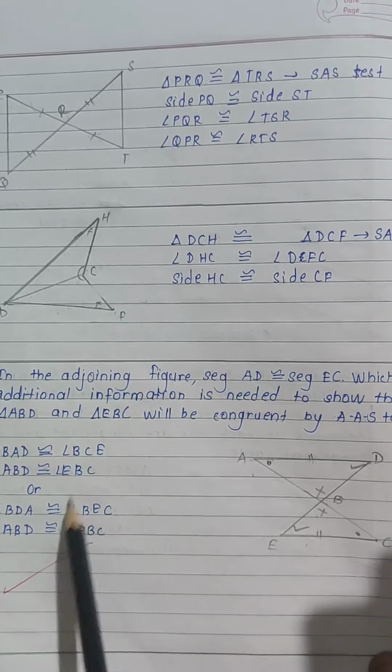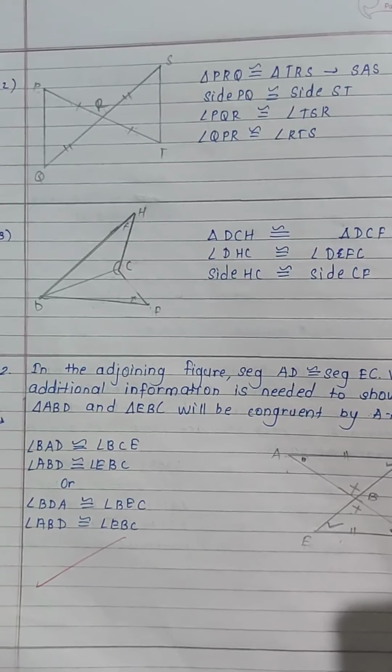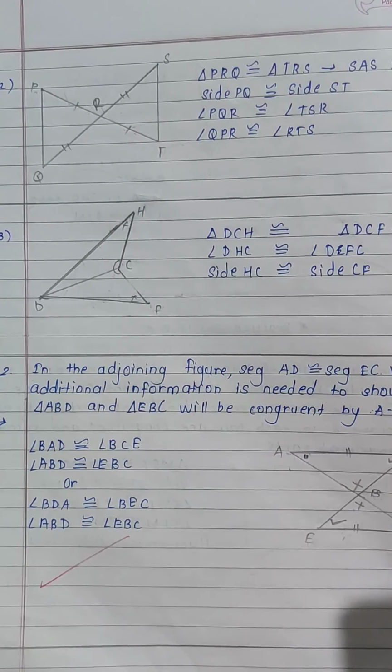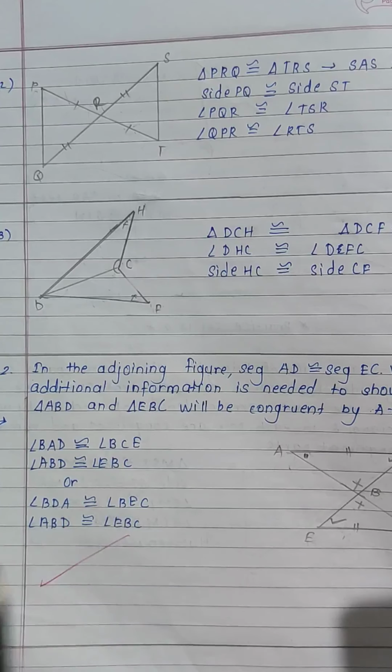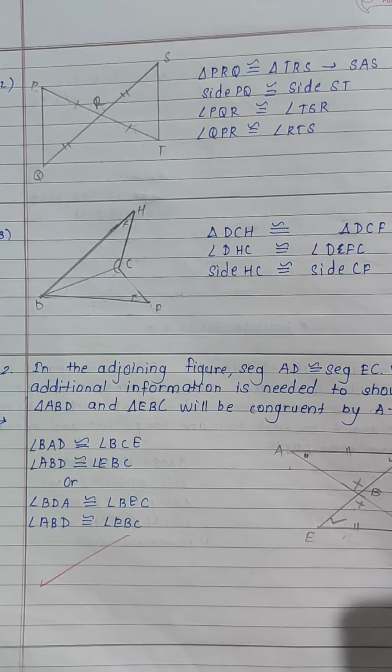So there are two possibilities of the answers. If we have this additional information, we can say triangle ABD is congruent to triangle EBC by AAS test.